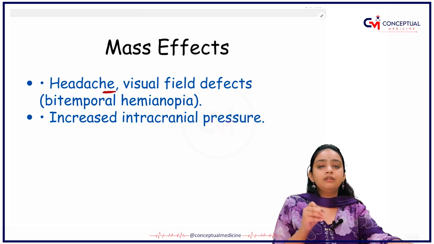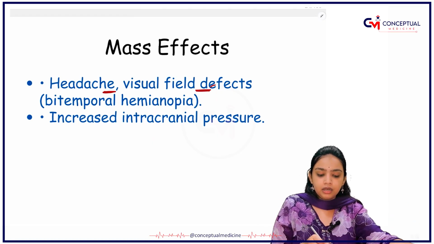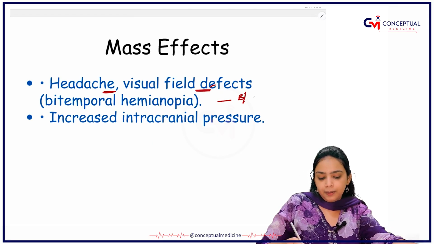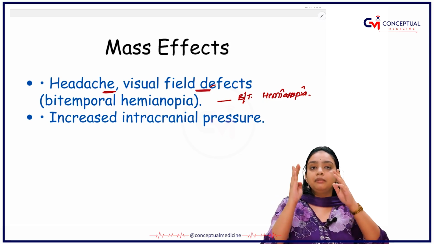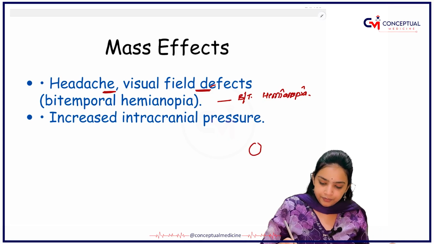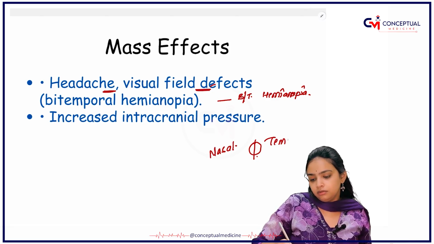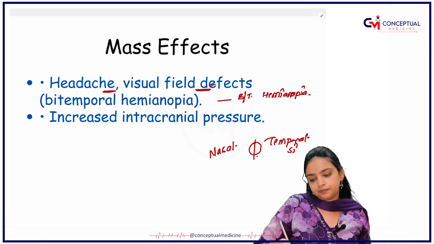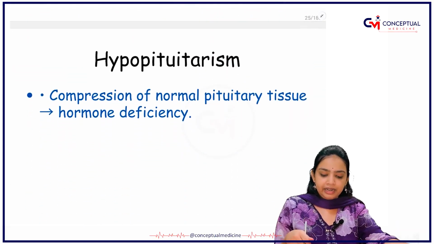What is the mass effect? There will be headache. The person will be complaining that doctor, I am having a severe headache. There will be visual field effect. In the visual field effect, there will be bitemporal hemianopsia. See, bitemporal means it will be on both the eyes, and hemianopia means it will be on either the nasal side or the temporal side. You have the two sides, right? Either the nasal side, or the temporal side. So this thing you need to keep in mind. There will be increased intracranial pressure.